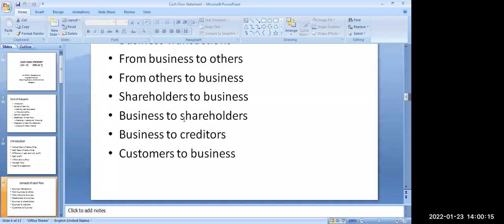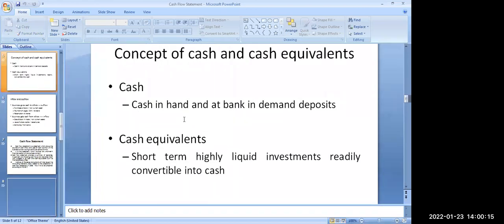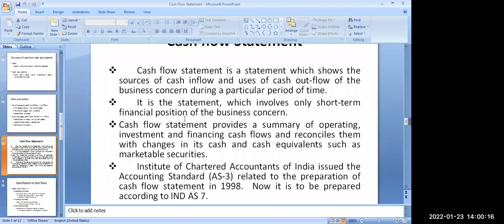So we are going to look at the sources of cash inflow of a business and the way in which the cash was used for different purposes of that business during a particular period of time, namely 1 year, 1st April to 31st March of the next year. Okay, so that is what we call the cash flow statement.